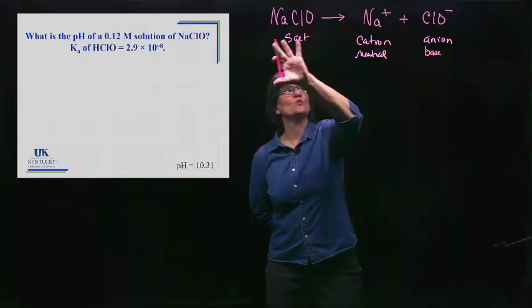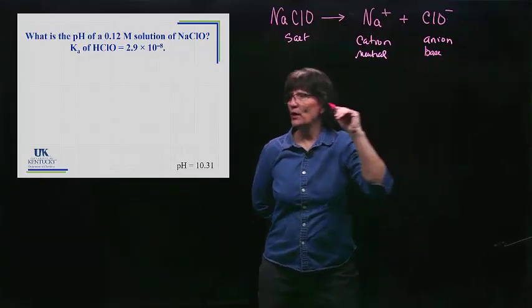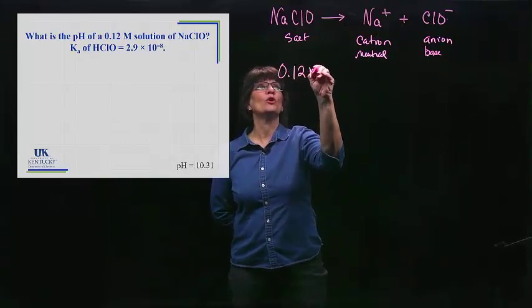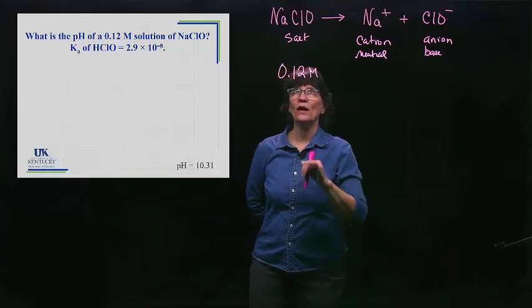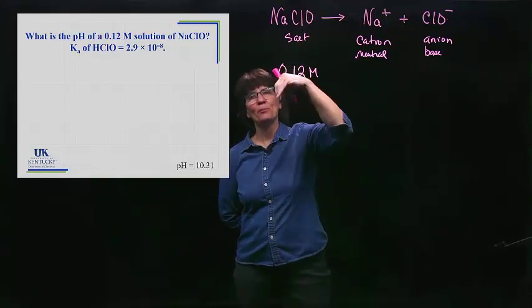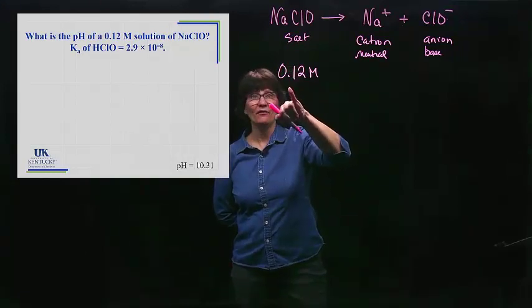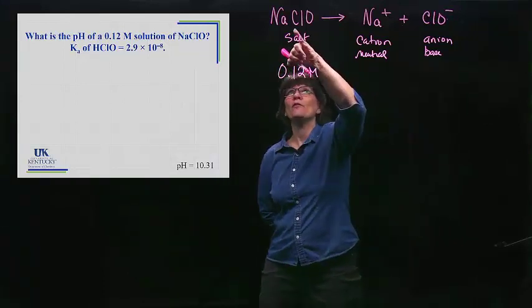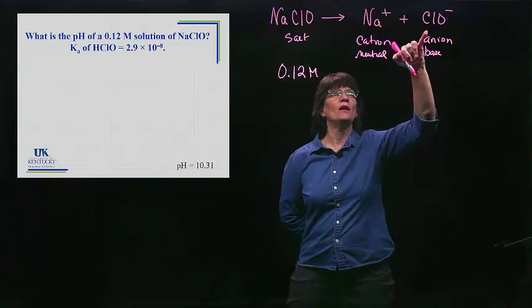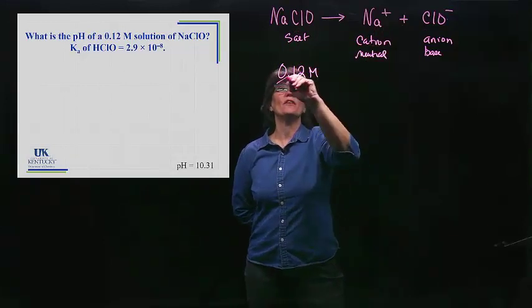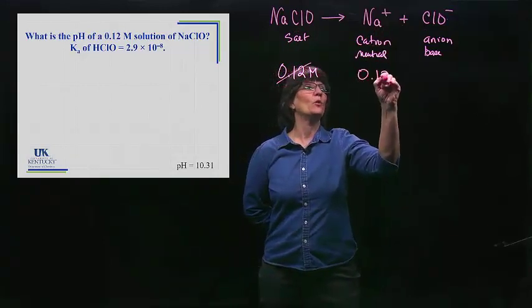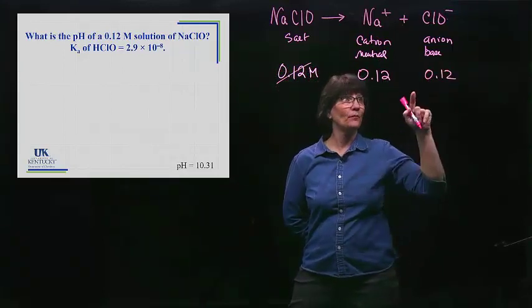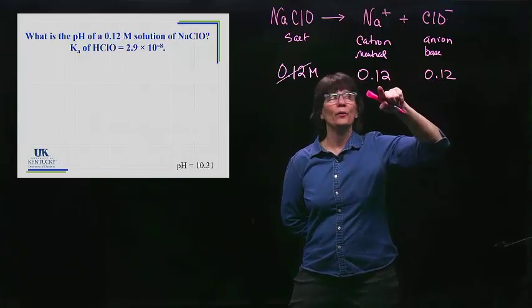Now this reaction happens 100%, so when it says that it is a 0.12 molar sodium hypochlorite solution, this is how much I put in. There isn't any of that. Once it dissolves, it all turns into these things. Every one of those makes one of these and one of these. So the concentration of this is no more, and we have 0.12 of this and 0.12 of that. All right? This is neutral, I don't care about.